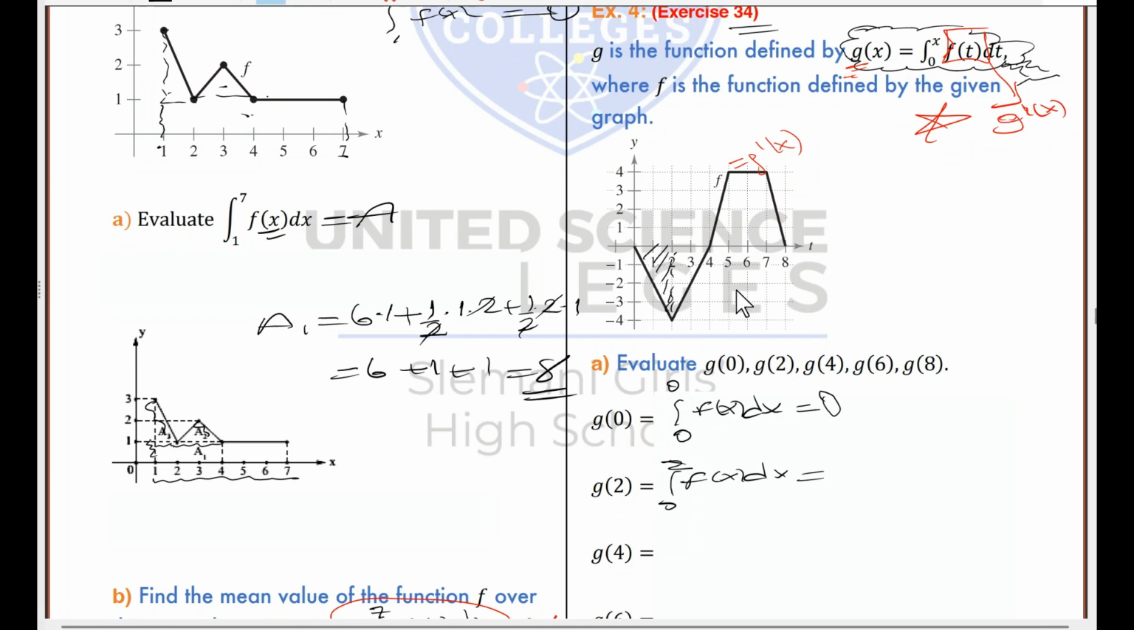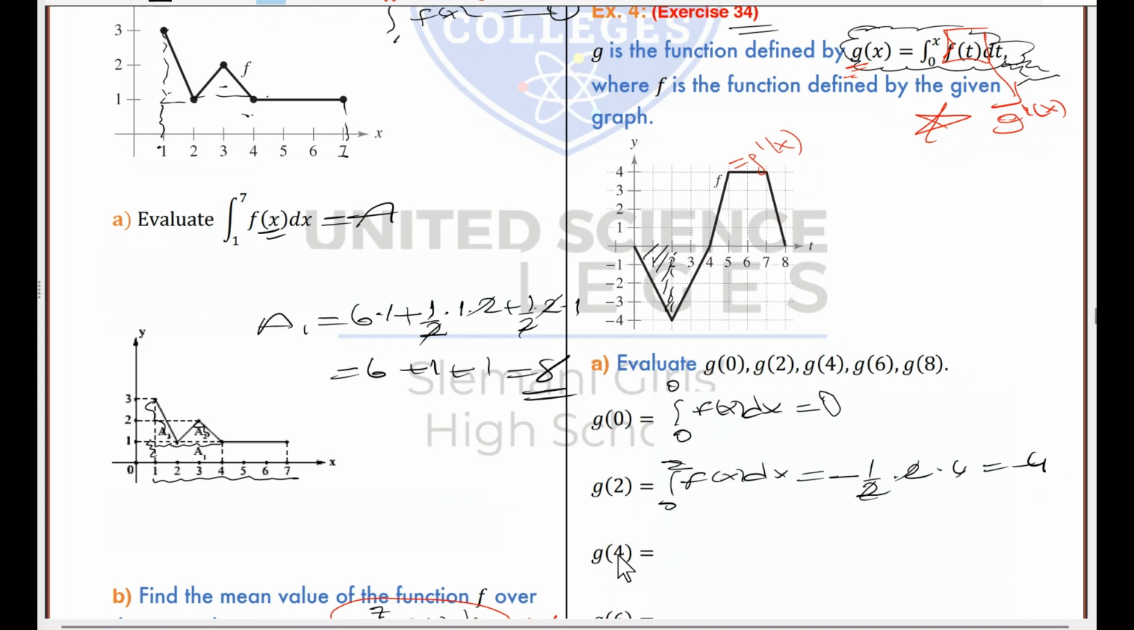But since this part is below the x-axis, it's going to be negative. So negative, area is 1 over 2 times base times height. Our base is 2. Height is how many units down? 4. Those cancel each other. Result is negative 4. Okay.